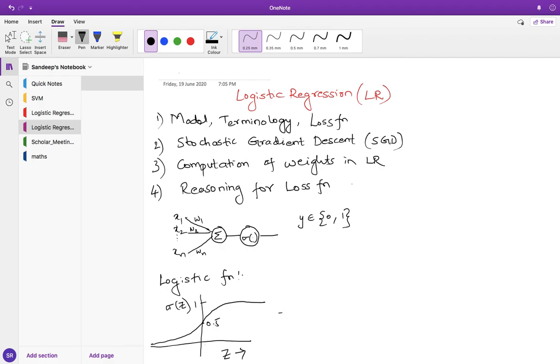The mathematical expression for this function is 1 by 1 plus e power minus z. Let us consider it as f of z, so f of z is equal to 1 by 1 plus e power minus z. This is the logistic function. We multiply input with the weights, sum all the products, and later pass it to the logistic function, and that will result in a value between 0 and 1. So the values which we obtain are considered as probabilities.